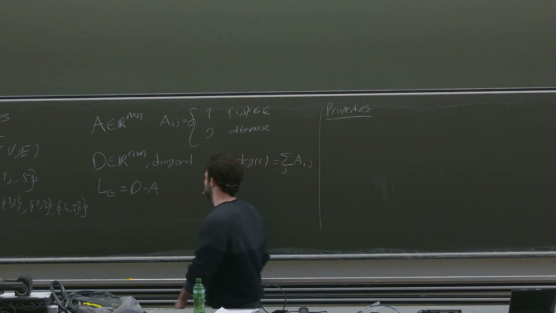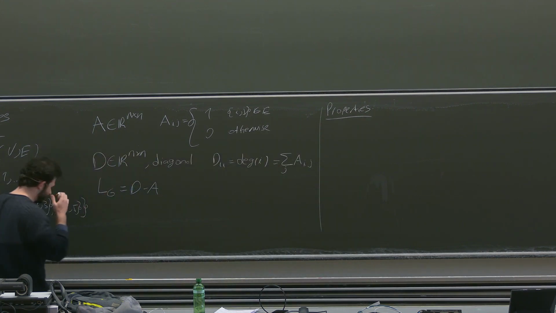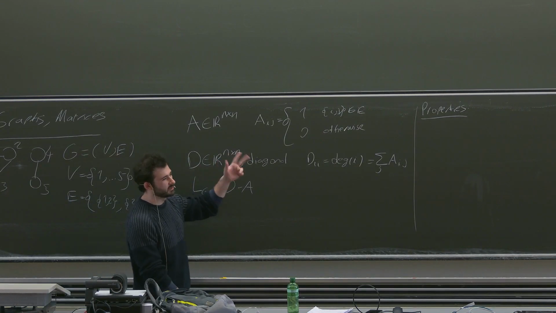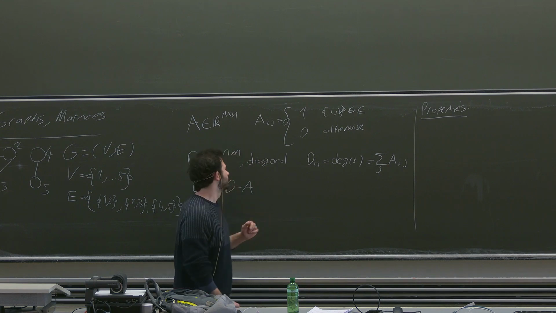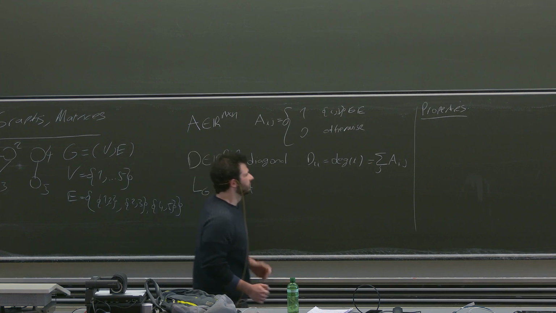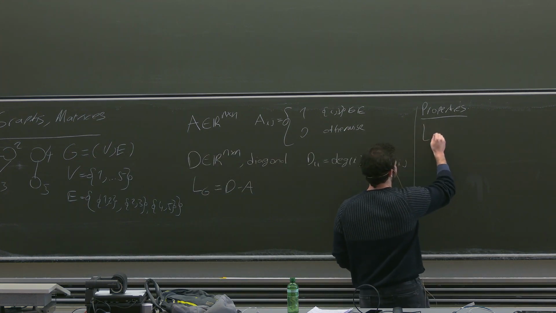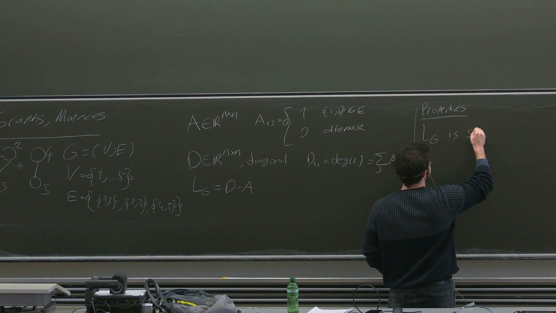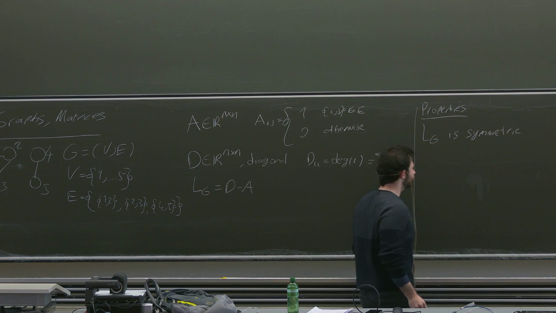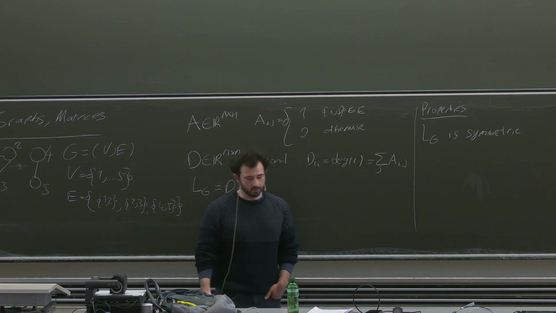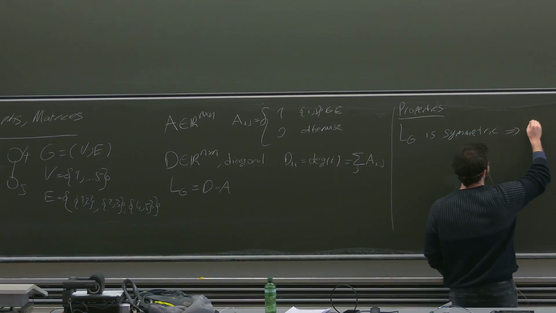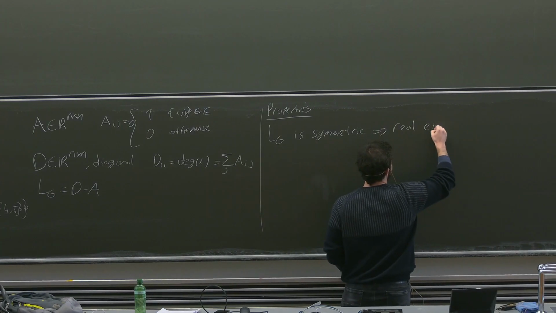So first of all, we said we're dealing with undirected graphs. So the adjacency matrix here is symmetric, because if there's an edge between i and j, there will be an edge between j and i. And the degree matrix is diagonal, so it's also symmetric. And L_G is a linear combination of two symmetric matrices. So we have that L_G is symmetric, which is one of the reasons why it's an interesting choice. And from our linear algebra knowledge, we know that symmetric matrices have real eigenvalues.